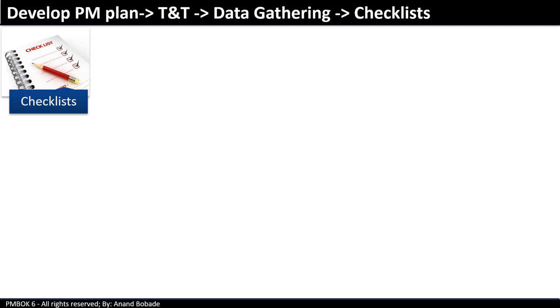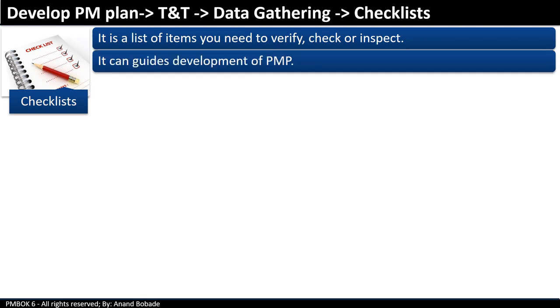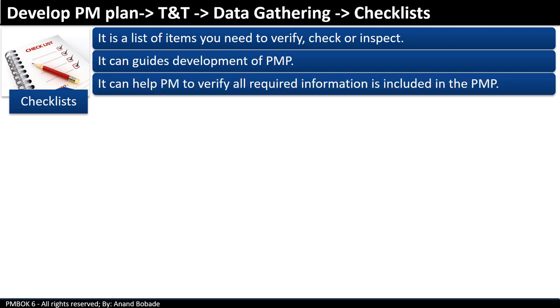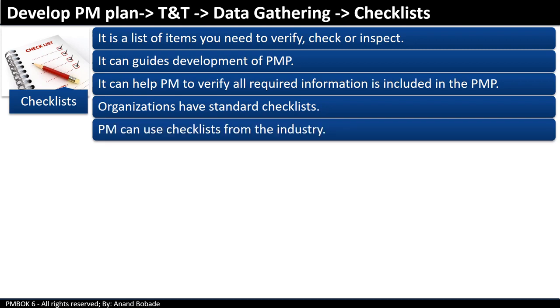The next data gathering and creativity technique is checklist. A checklist is a list of items you need to verify or check or inspect. It can guide development of the project management plan. It can help the project manager to verify whether all required information is included in the PMP or not. Many organizations have a standard checklist. The project manager can use a standard checklist or a checklist from the industry and apply it on their projects.